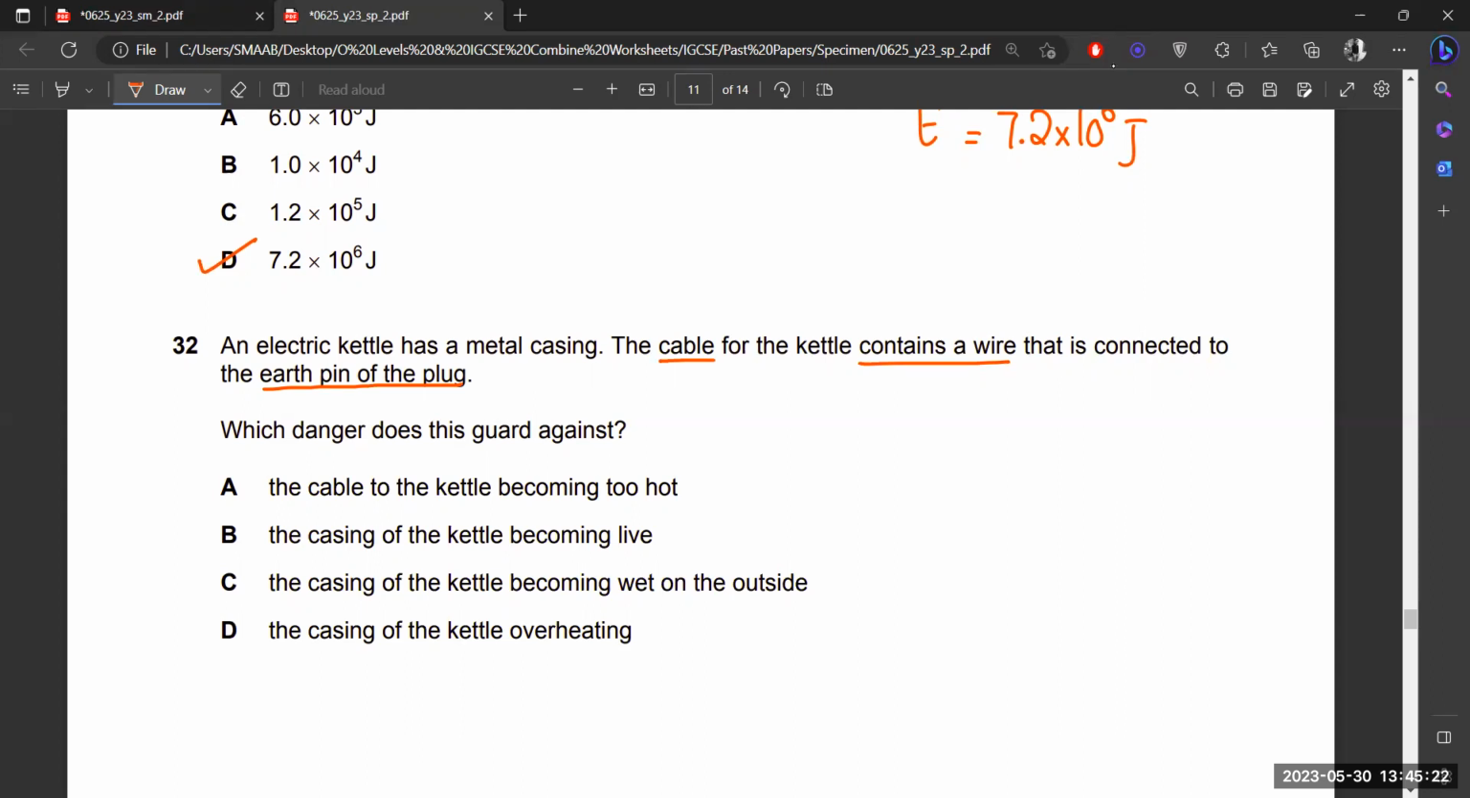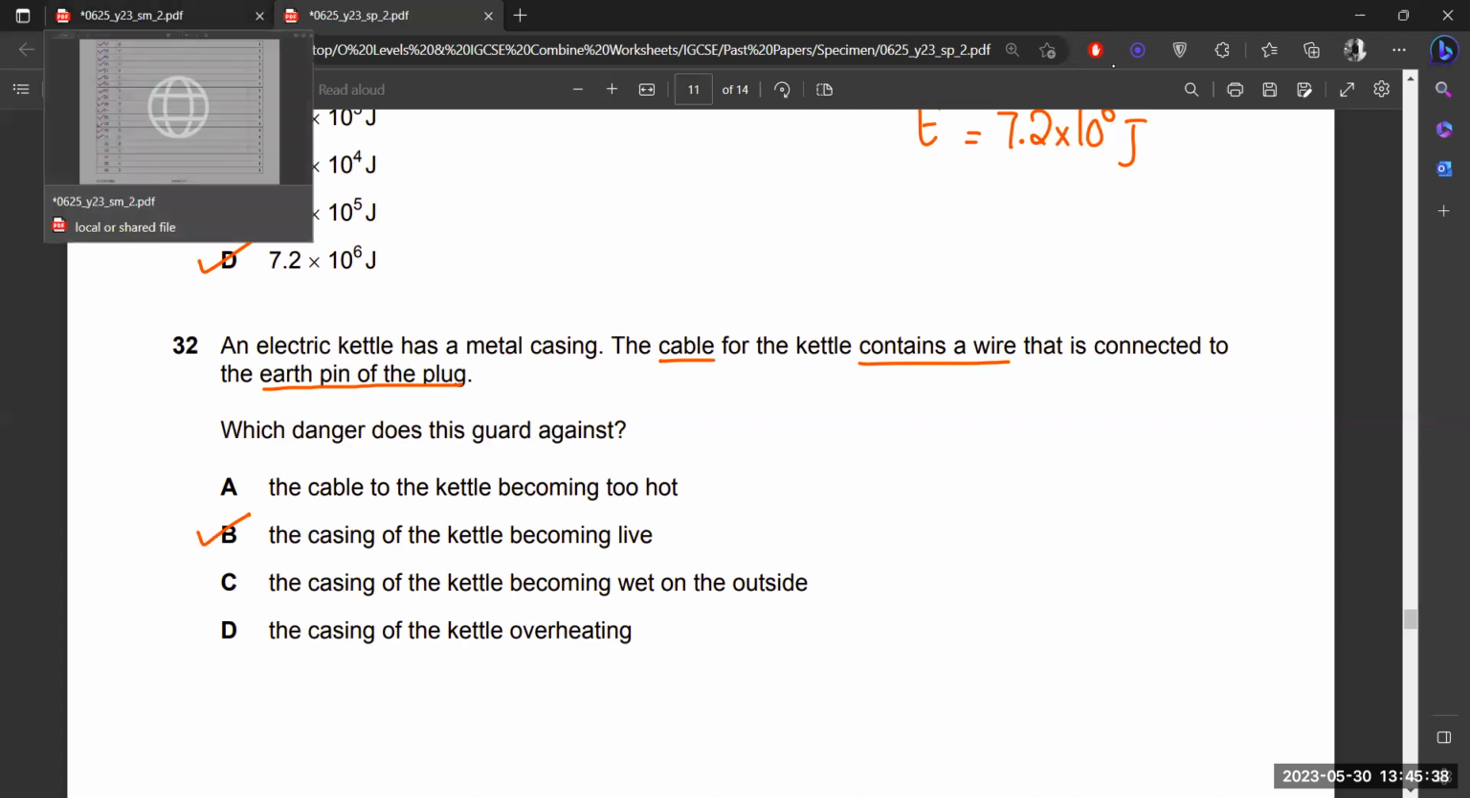So the danger is the case of the kettle being live, because if there is no earth wire, there is a chance that the metal body of that kettle or any other appliance will become live and pass the same current that is passing through the live wire. So 32, option B.